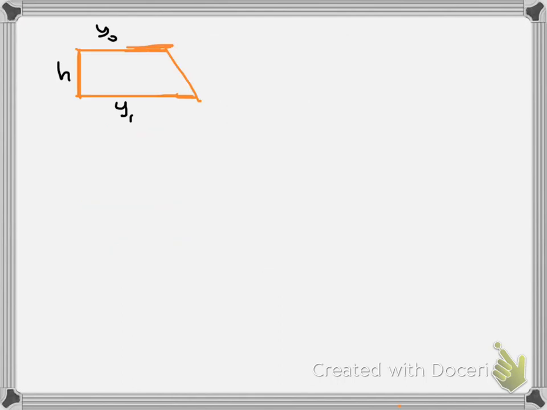Now, first of all, before we can do this, we need to remember how to find the area of a trapezoid. A trapezoid is a shape that looks like the picture I have here. You have two sides that are parallel. y naught is the length of one side, and y sub 1 is the length of the other side, and then you have the height. So the area of a trapezoid is half of the sum of the two parallel sides multiplied by the height.